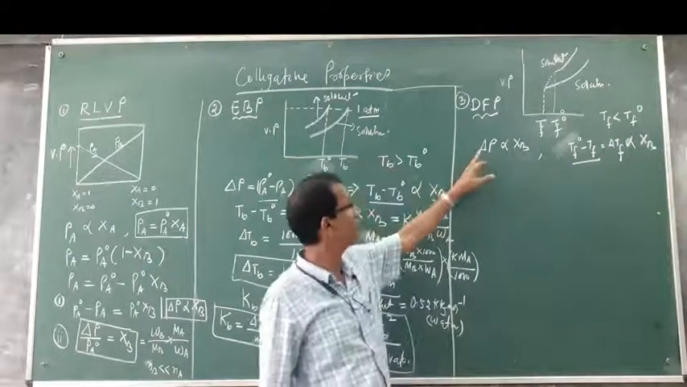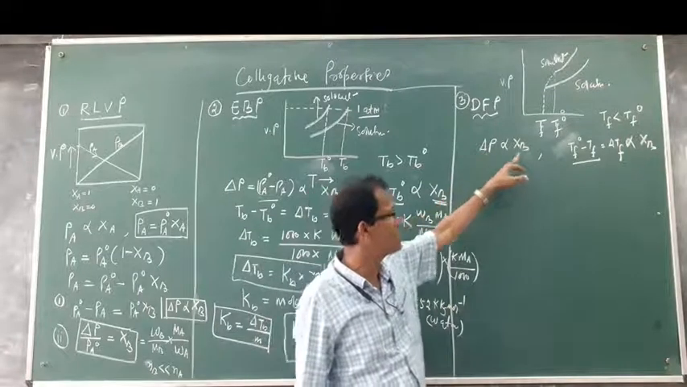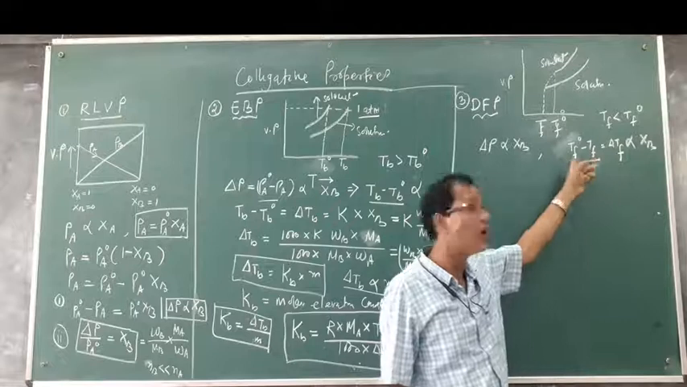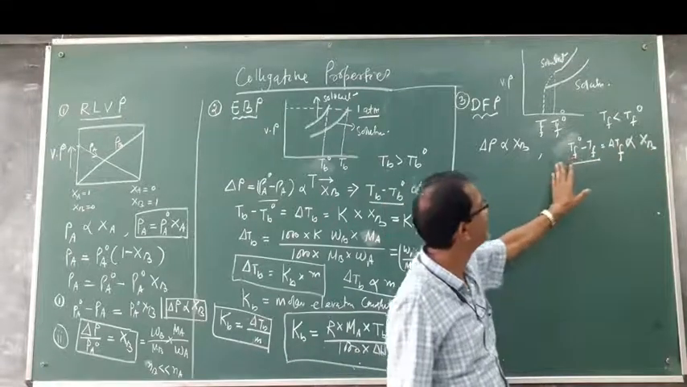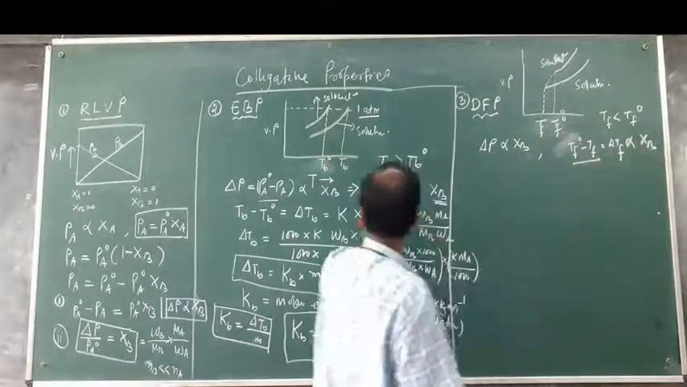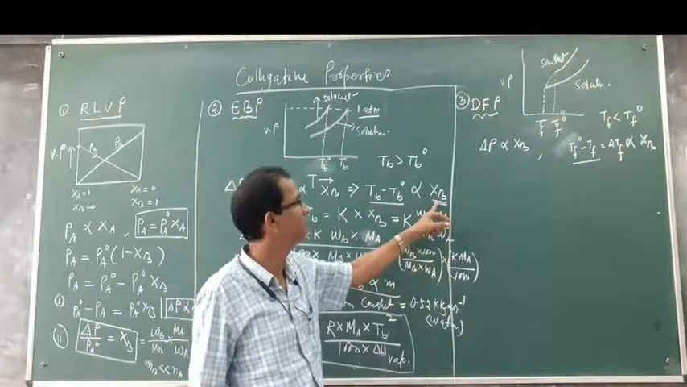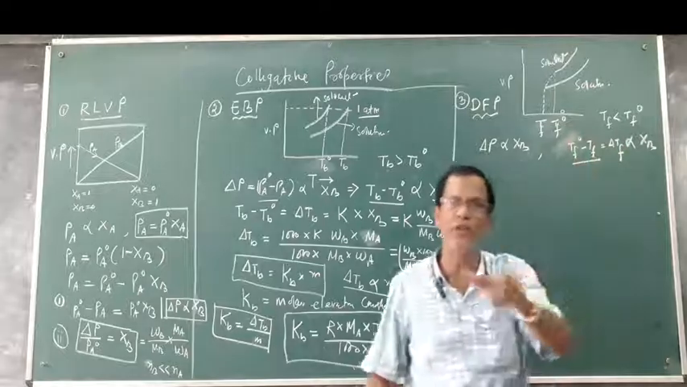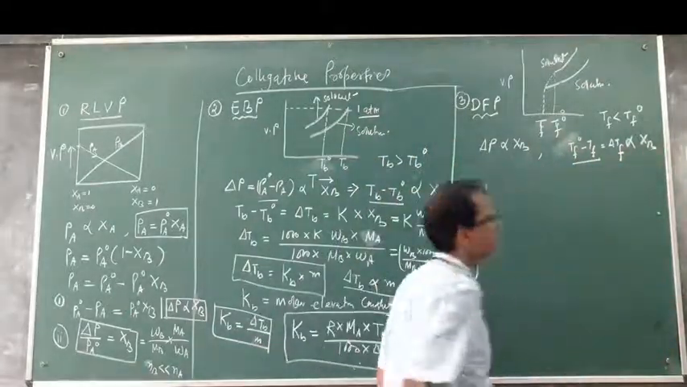As the lowering of vapor pressure is directly proportional to xi v, the decrease in freezing point is also directly proportional to xi v. But here, the increase in boiling point is directly proportional to xi v. Freezing point and boiling point are just opposite. So del Tf is proportional to xi v.